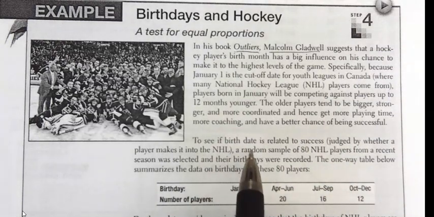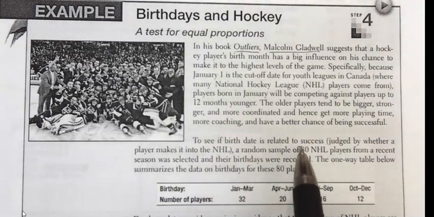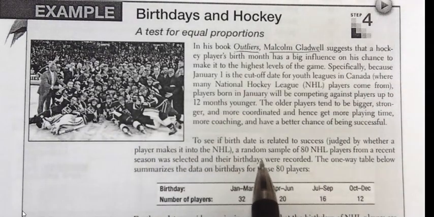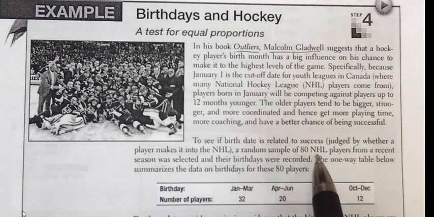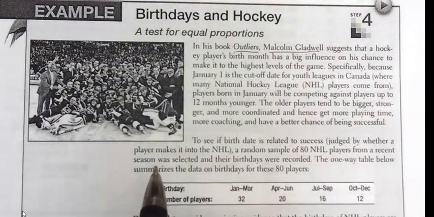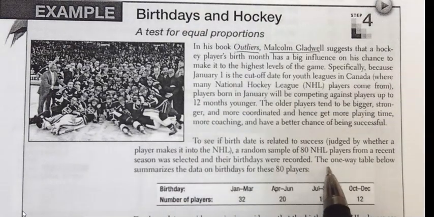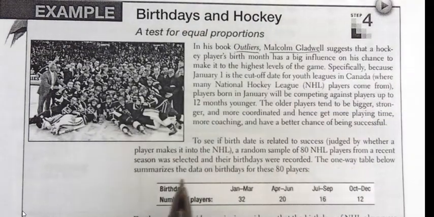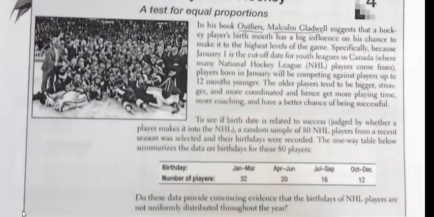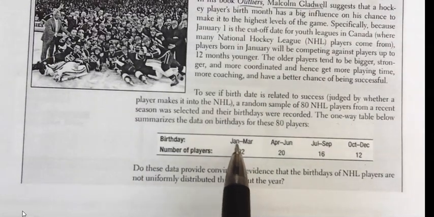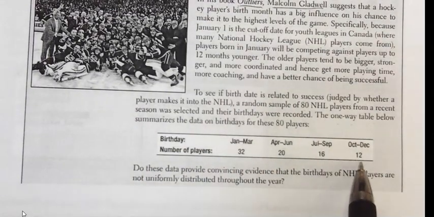The question is whether birth date is related to success, judged by whether a player makes it to the NHL. A random sample of 80 National Hockey League players from a recent season were selected and their birthdays were recorded. The one-way table below summarizes the data of the birthdays for these 80 players. So here they are. This chart shows that 32 players were born between January to March, and 12 players were born between October and December.